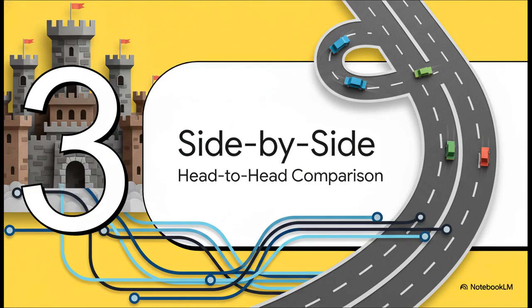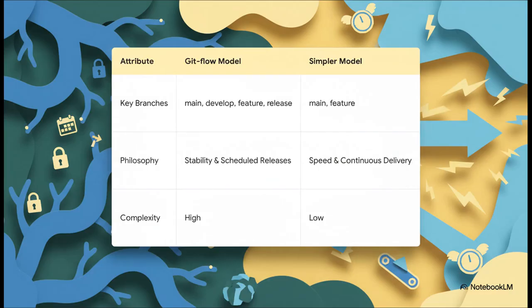All right, so we've got our fortress and we've got our freeway. Let's put them right next to each other and do a little head-to-head comparison to really nail down the differences and the trade-offs. This table really breaks it all down, doesn't it? You can see Git Flow on the left with all its extra branches, develop, release, acting like safety nets and buffers. That's where the complexity comes from. And then on the right, the simpler model just gets rid of them. It's all about that straight, low-complexity path to getting stuff delivered.